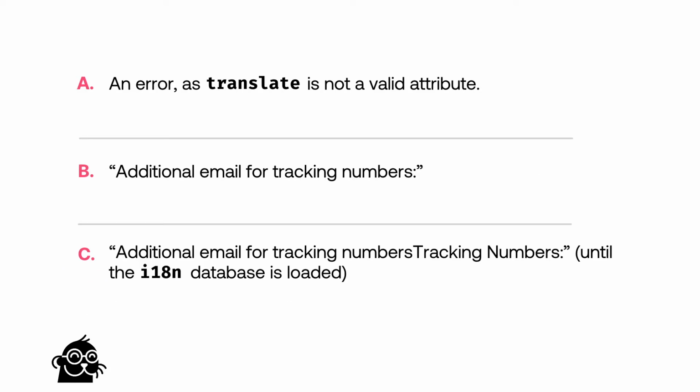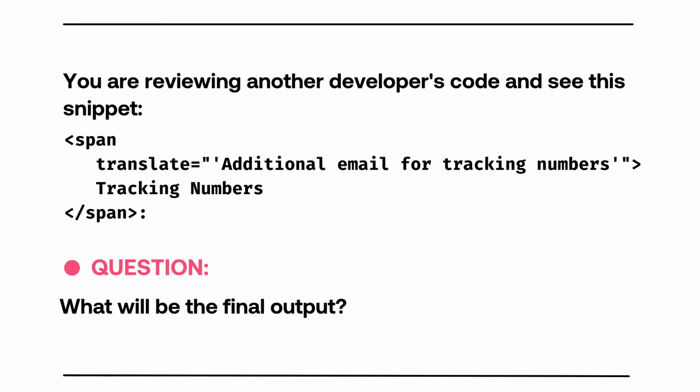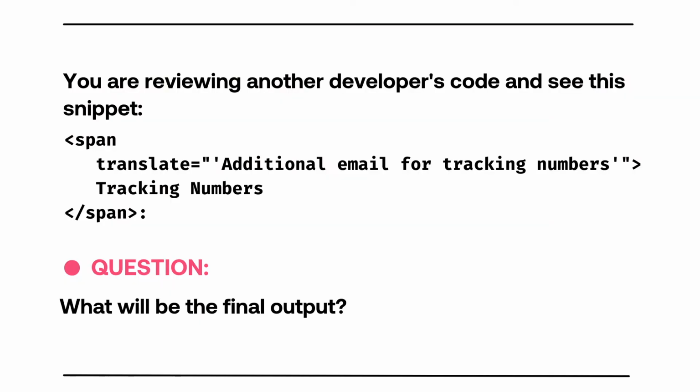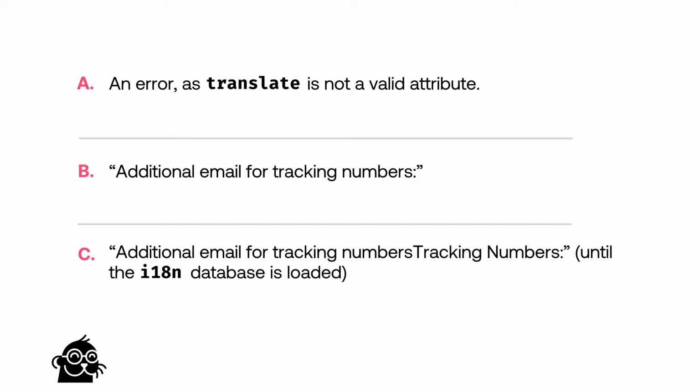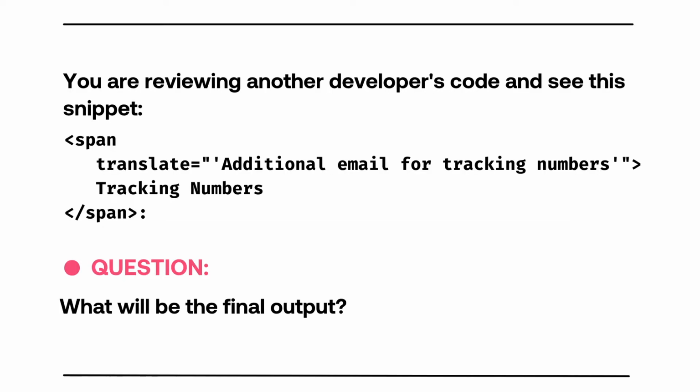Additional email for tracking numbers, exactly like what we'd hope to come out of here. Remember, folks, just remember for one second that this is Magento, so it may not be exactly what we would expect. And then we have the third option, additional email for tracking, and then we see what's actually inside of this, the content of the span here. So these are the three options. What was your option? The one that you selected?